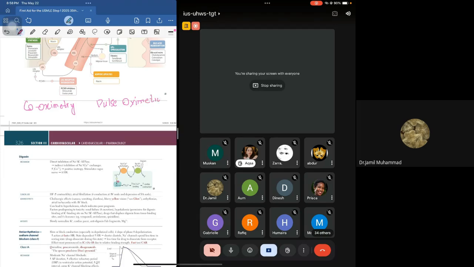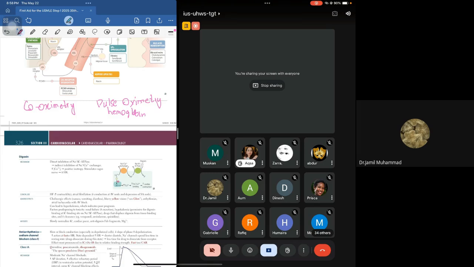So the pulse oximetry just measures the hemoglobin. The pulse ox is just going to measure how much hemoglobin is saturated and how much hemoglobin is not saturated, right? This is known as SpO2. And in a lot of conditions, the hemoglobin is going to be normal, it's going to be oxygenated, so the pulse oximeter is going to be normal, right?